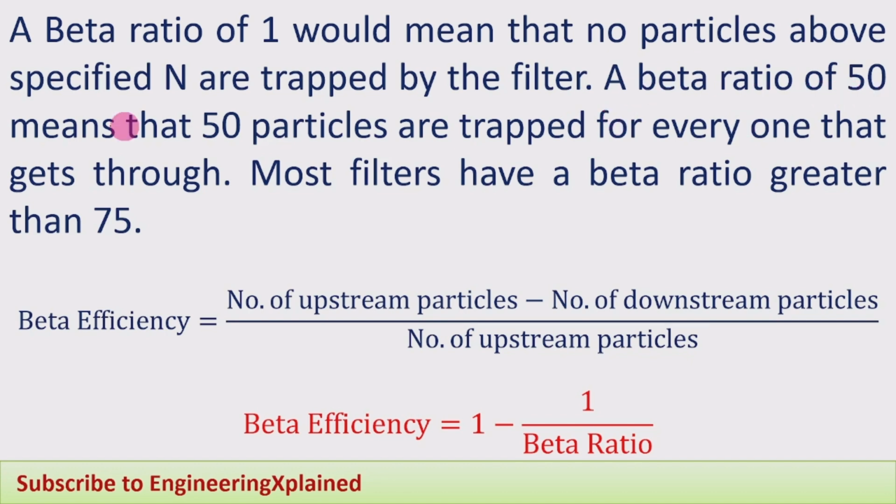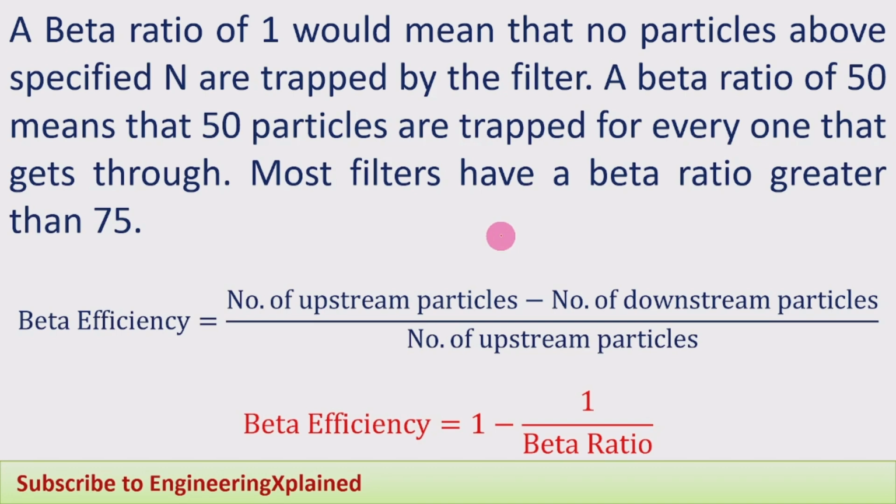A beta ratio of 50 means that 50 particles are trapped for every one that gets through. Out of those particles, 50 are trapped and the remaining will pass through. Most filters have a beta ratio greater than 75. Now, what is the practical application? The filters we use in the hydraulic system have more than a 75 beta ratio. That means 75 particles are trapped by the filter for every one that can pass through it.